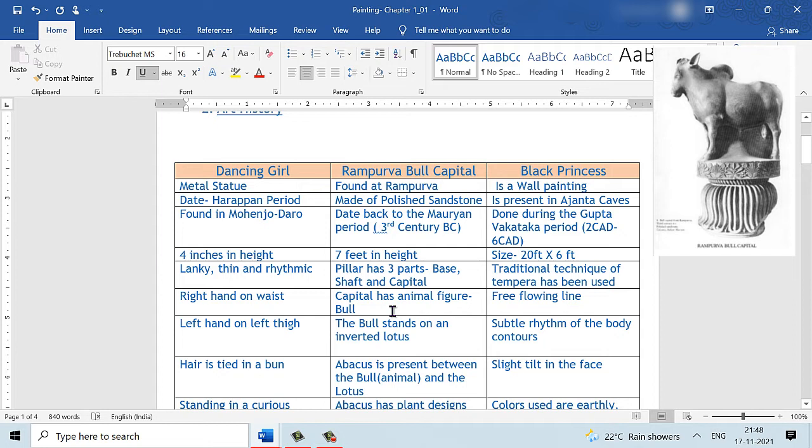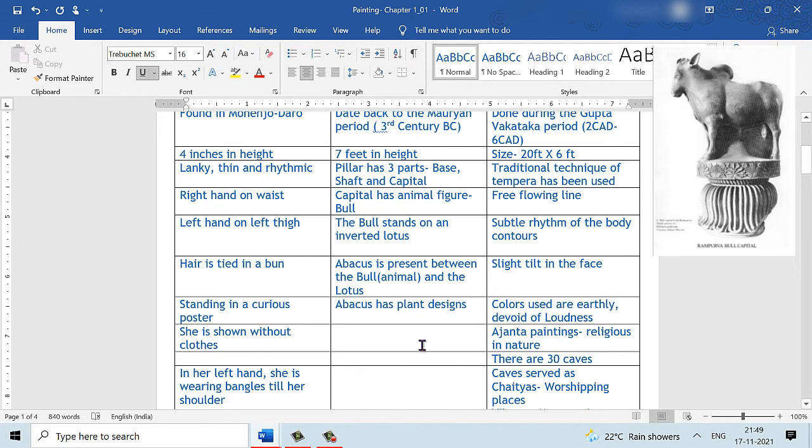If you look at the pillars that were erected during the Mauryan times, they basically had 3 parts. The bottommost portion was the base, then there was a shaft, and on top was what was called the capital. The capital was some animal figure. Out of the popular capitals found during the Mauryan period, especially the Ashokan period, the bull capital was the most popular. This bull stands on an inverted lotus, and between the lotus and the bull, there is something called an abacus. This abacus has plant designs on it.